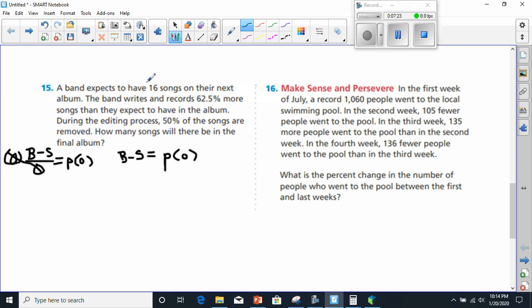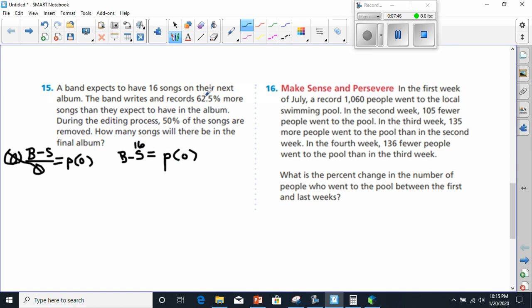Well, we know we have expected to write 16 songs, and since they got more, that means that the big number is what we're looking for here. So the original number has to be the 16. So that's going to be our small number, 16.